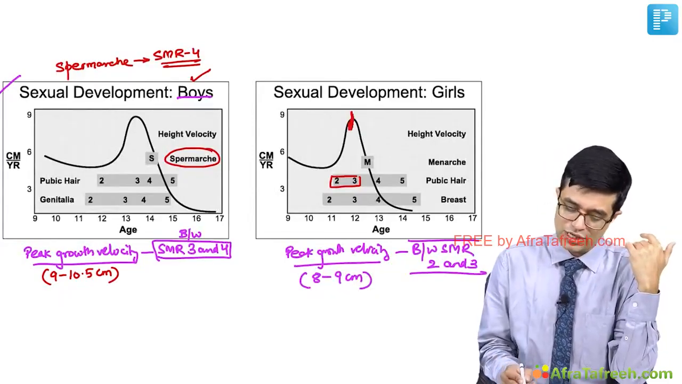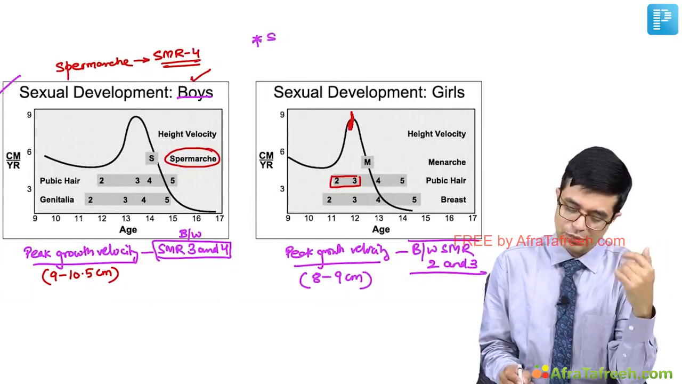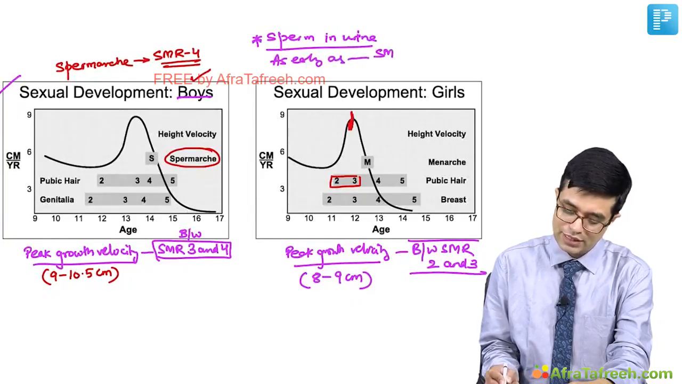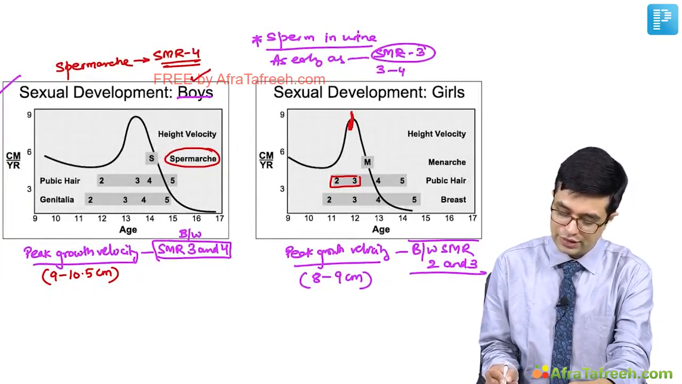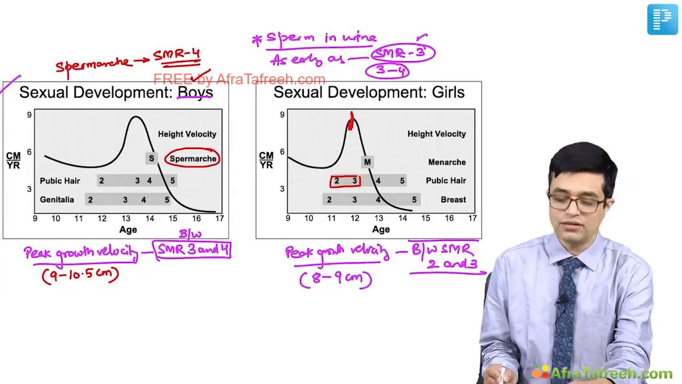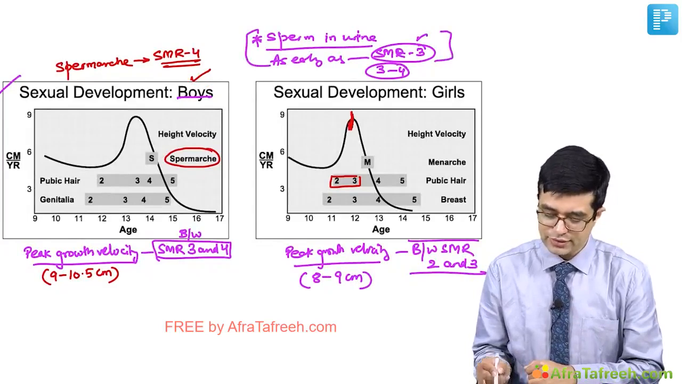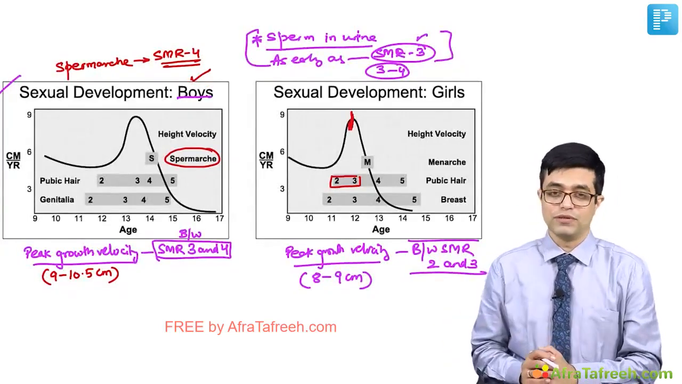So, but if the question is asking very specifically, sperm in urine can be detected in males as early as what age? They can be detected as early as SMR stage 3. But normally what is the time of appearance? It is between 3 and 4. Not at 3 but beyond 3. So these are controversial areas. The more you read, the more you come across such controversies.